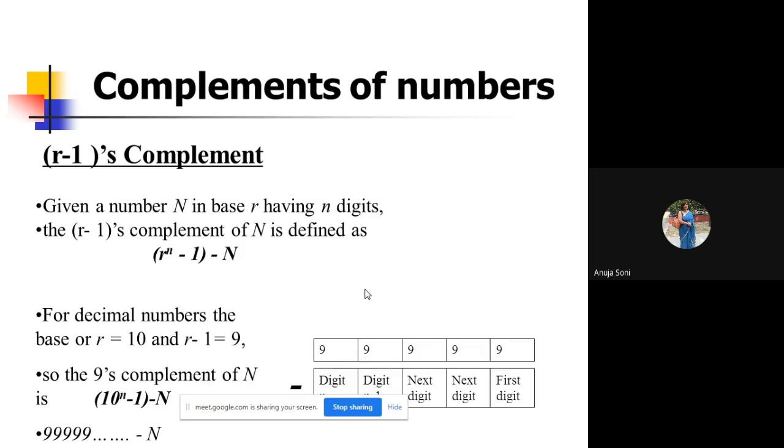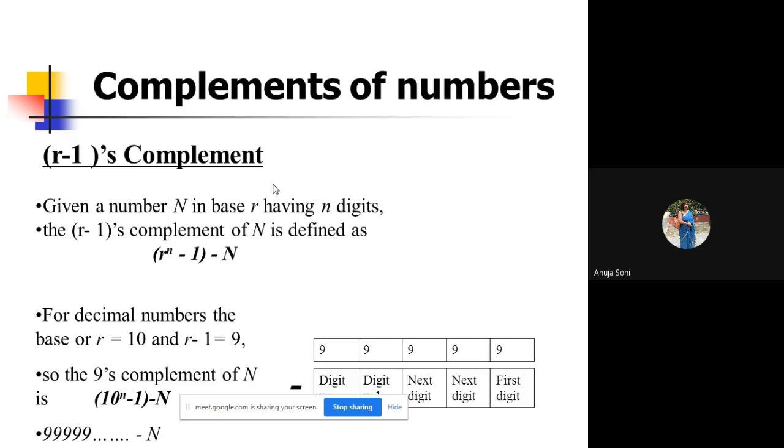I told you that for any numbering system having a base r, there are two types of complements. One is called the r's complement, another is called the r minus 1's complement. If you talk about the decimal numbering system, there can be only two complements. One is the r's complement, meaning tens complement, and another will be nines complement. Whenever we talk about the octal numbering system having a base of 8, one will be 8's complement, another will be 7's complement.